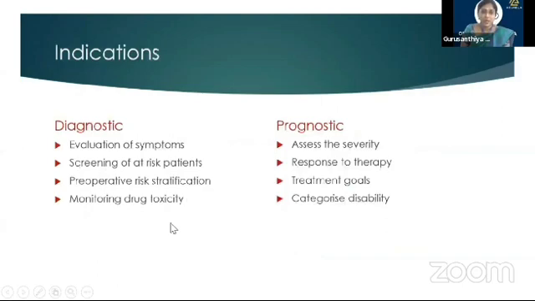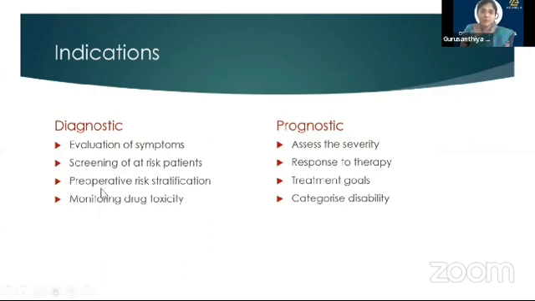The indications for pulmonary function test include diagnostic as well as prognostic. In diagnostic, we mainly use it to evaluate symptoms, especially cough or dyspnea, when the patient has chronic dyspnea, to evaluate if the patient has any COPD. And screening of at-risk patients, smokers, or those who work in a cotton mill or are exposed to asbestos, to rule out asbestosis, sarcoidosis.